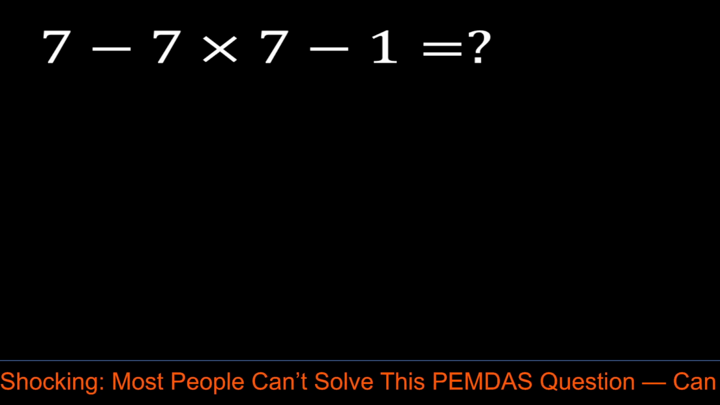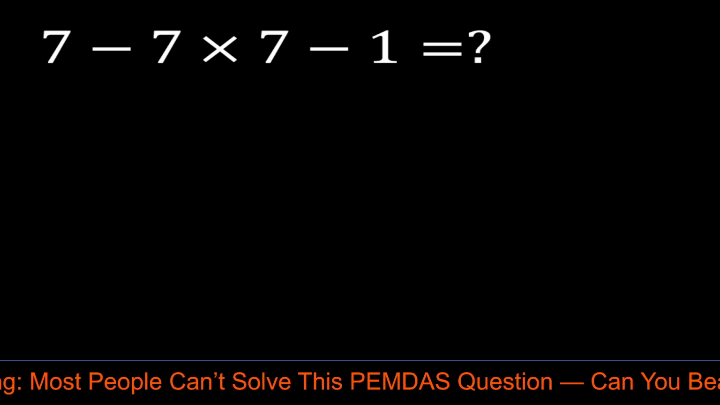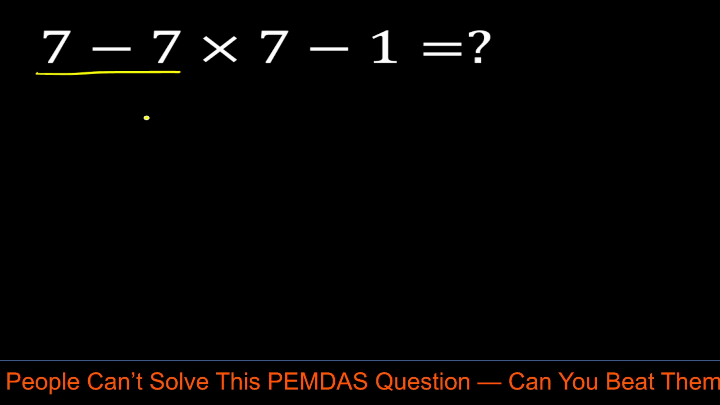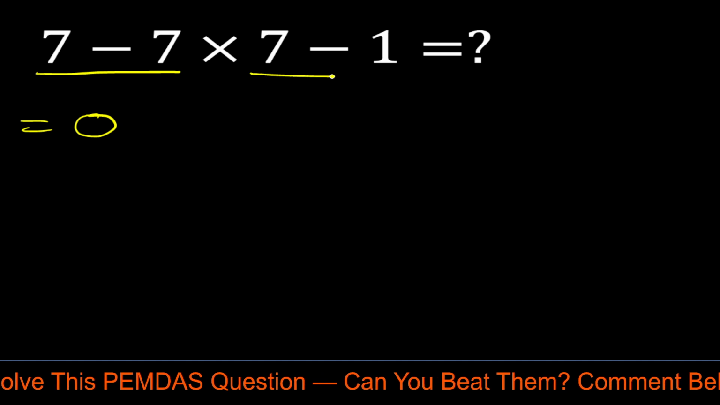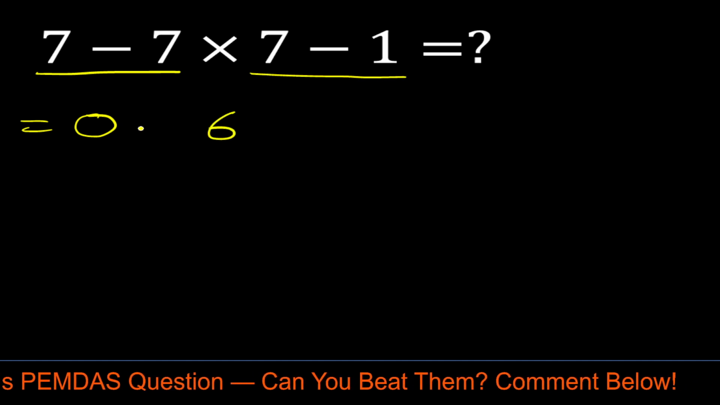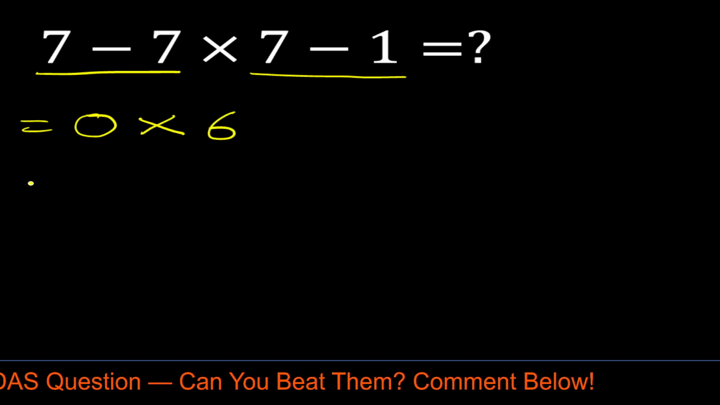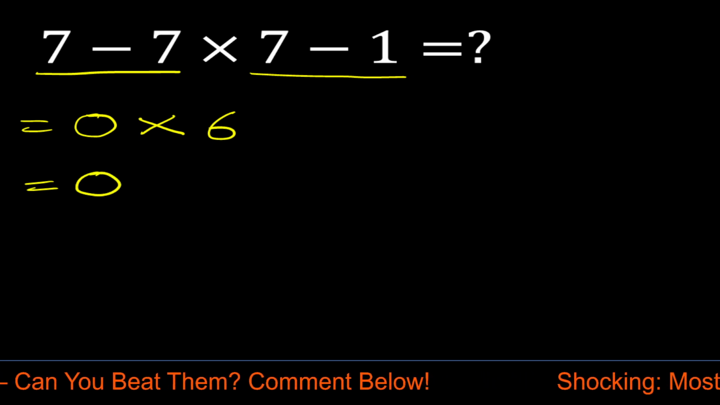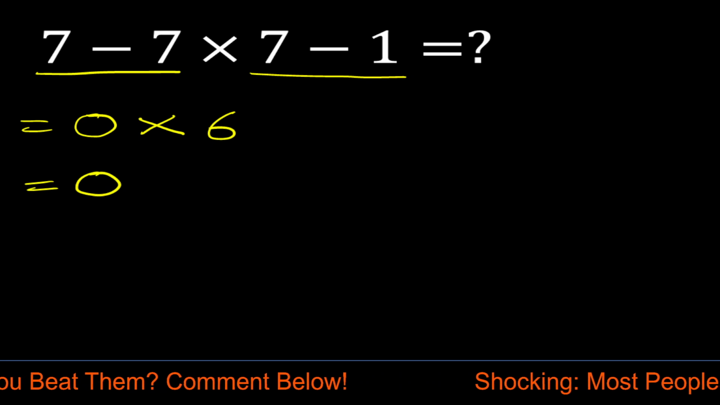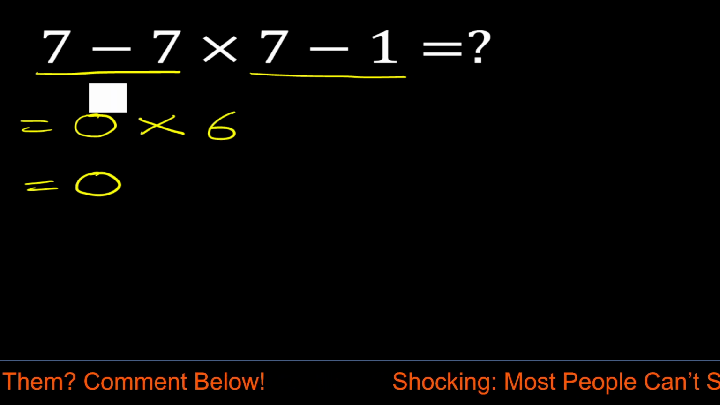So most people solve this question like 7 minus 7 is equal to 0, right? Then 7 minus 1 is equal to 6. Now 0 times 6 is equal to 0, right? But this answer is not correct. This answer is completely wrong.